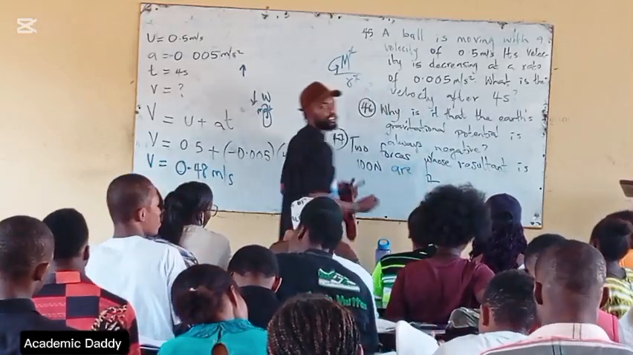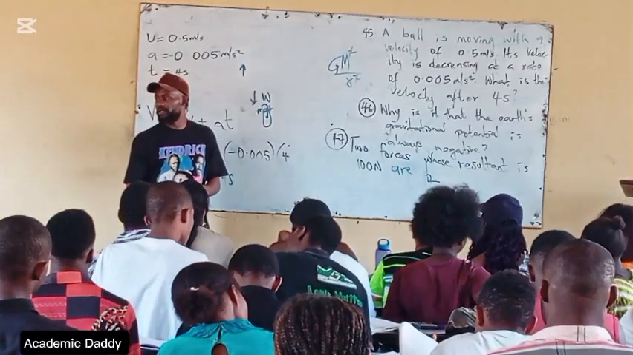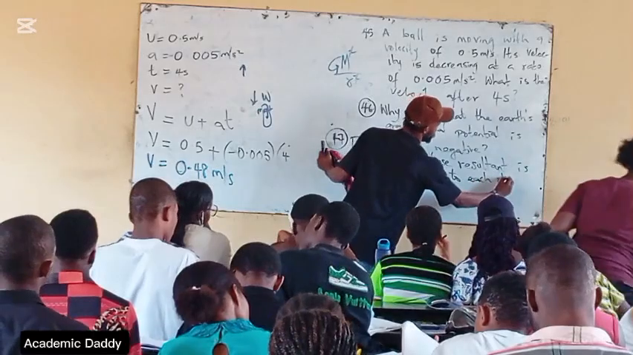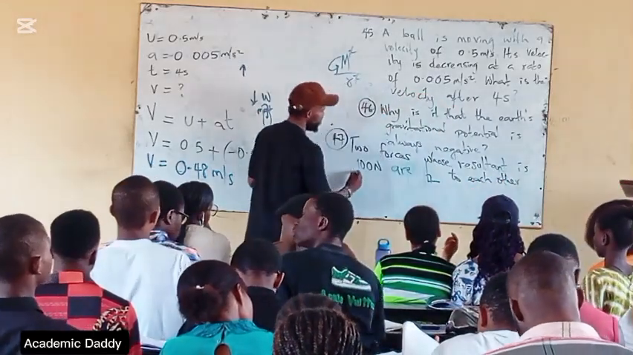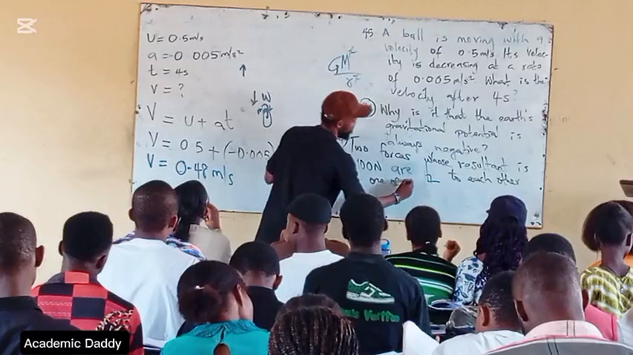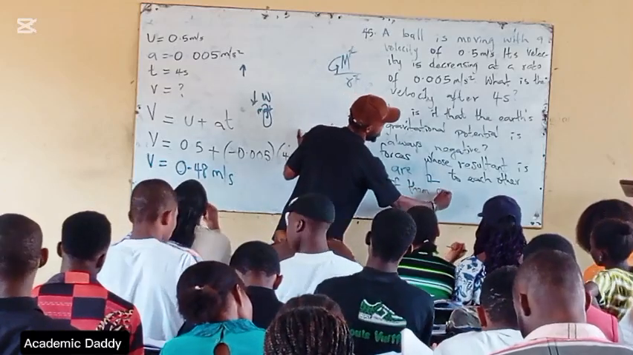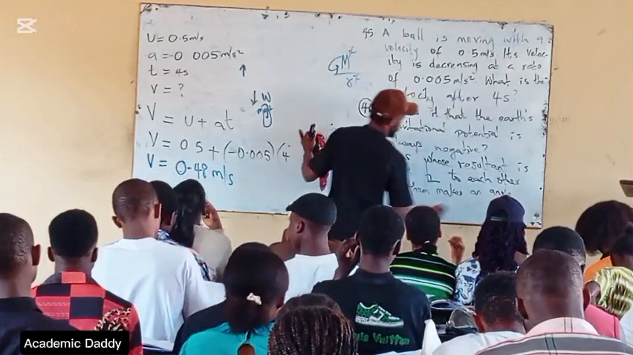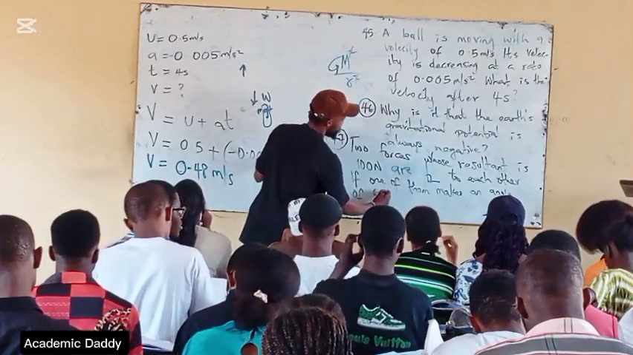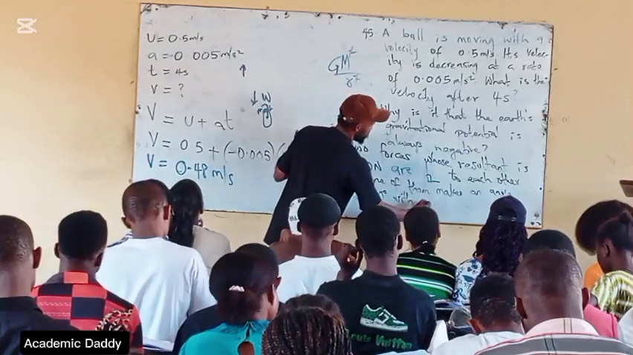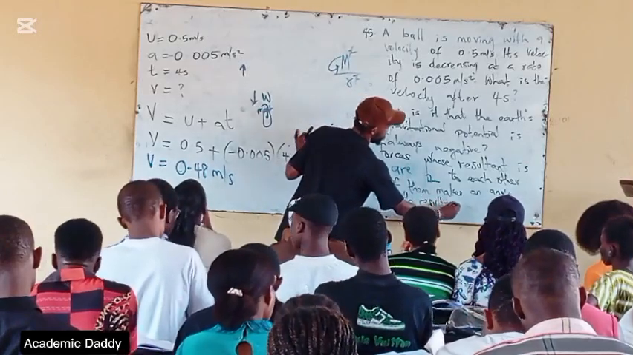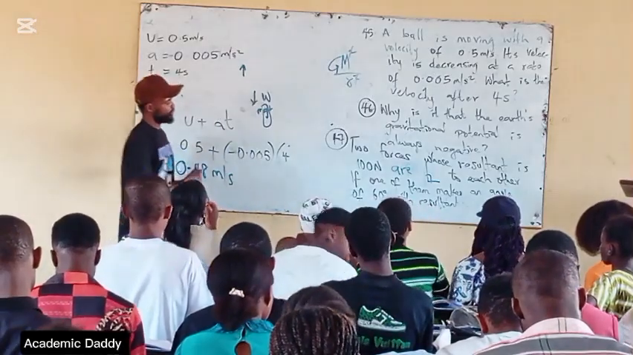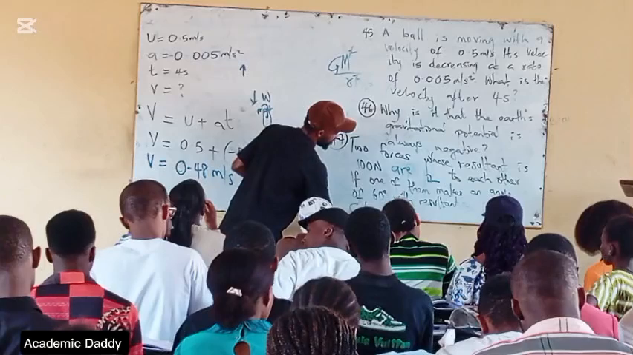Perpendicular means 90 degrees. To each other, if each one of them is at an angle of 60 degrees to the resultant, then they are not asking us to calculate the magnitude. They're asking us to calculate something else.